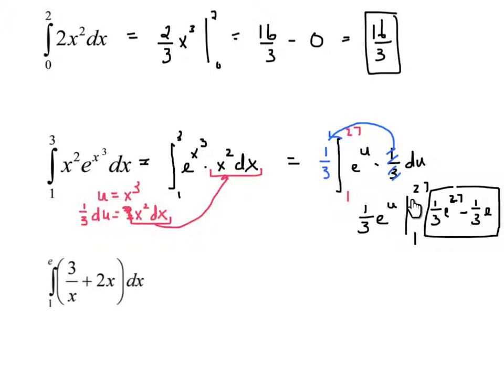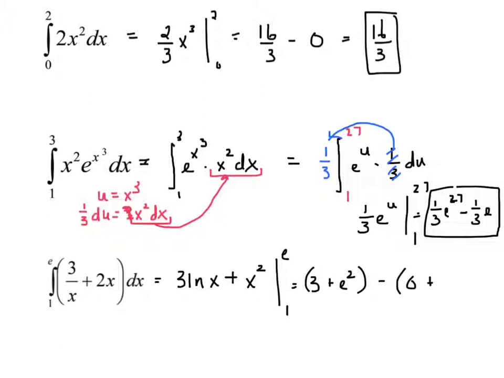This last one, the antiderivative of 3 over x is 3 natural log x. The antiderivative of 2x is just x squared. We're evaluating at e and 1. So 3 multiplied by the natural log of e is just 3. So we have 3 plus e squared when we plug e in. Minus, well, the natural log of 1 is 0, so here we have 0 plus 1. So combining our like terms, we end up with e squared plus 2 as our solution.